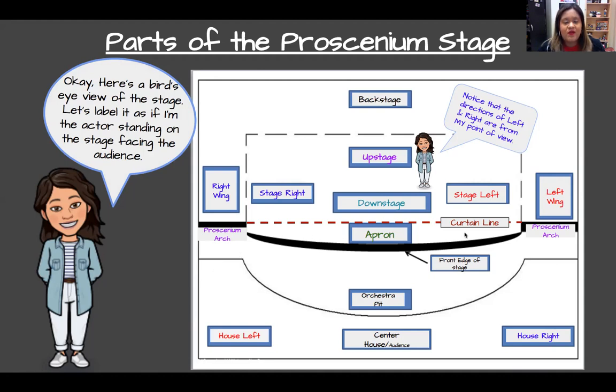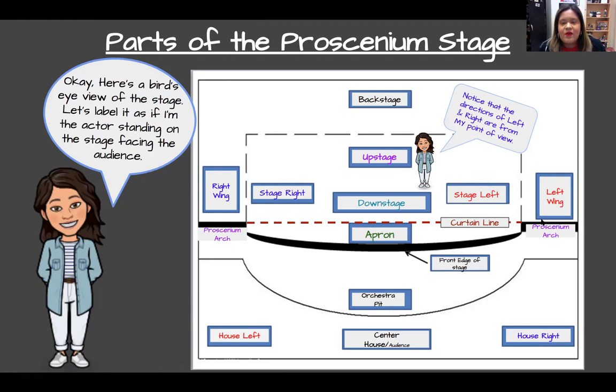But we do have an apron. An apron is going to be part of the stage that is in between the curtain line and the proscenium arch and the house. It's just extra space. Sometimes we do use that space for acting purposes, and other times it just helps to create distance between the performers and the audience. The curtain line is going to be where that main front curtain is on the stage.